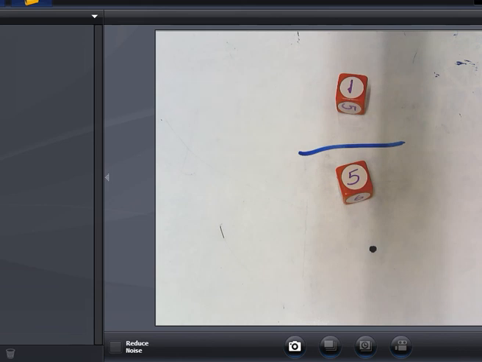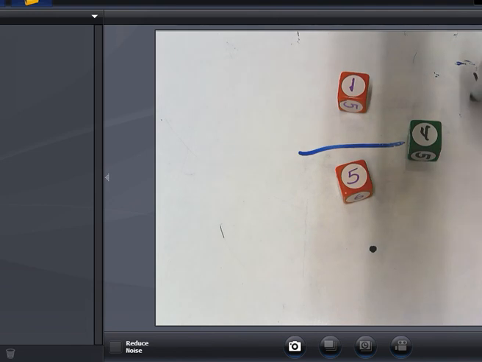I have 1/5. I want to find an equivalent fraction to that, so I'm going to shake the green dice and take them both times 4. What I do to the numerator, I have to do to the denominator. So 4 times 1 is 4. 4 times 5 is 20. 4/20 is the same or equal to 1/5.